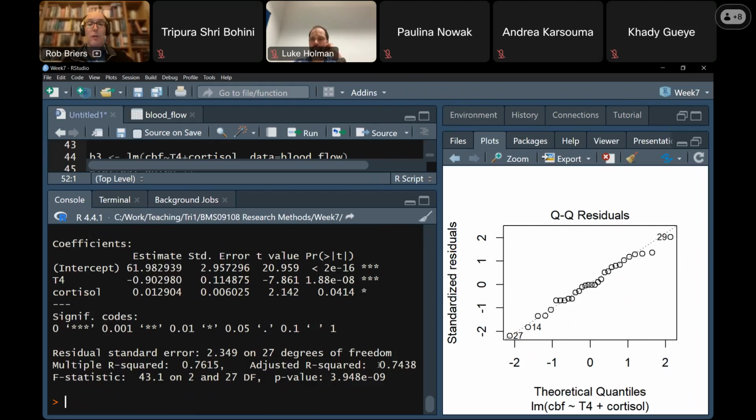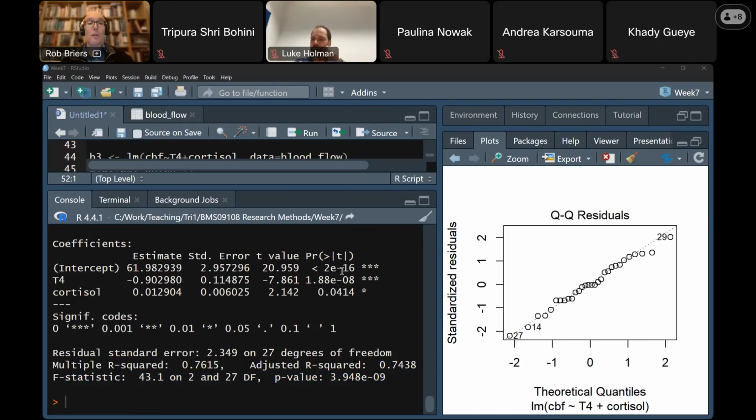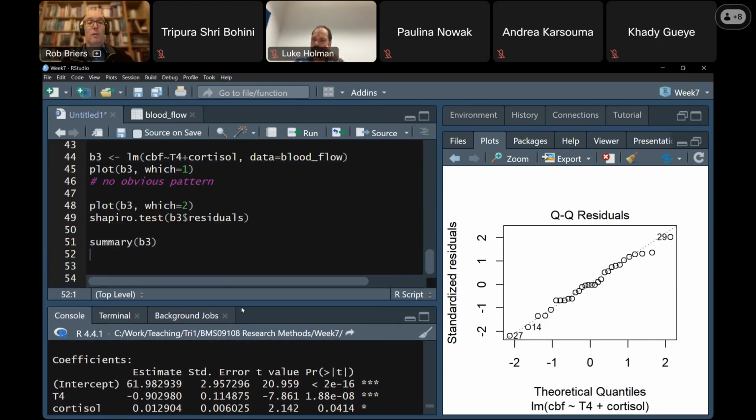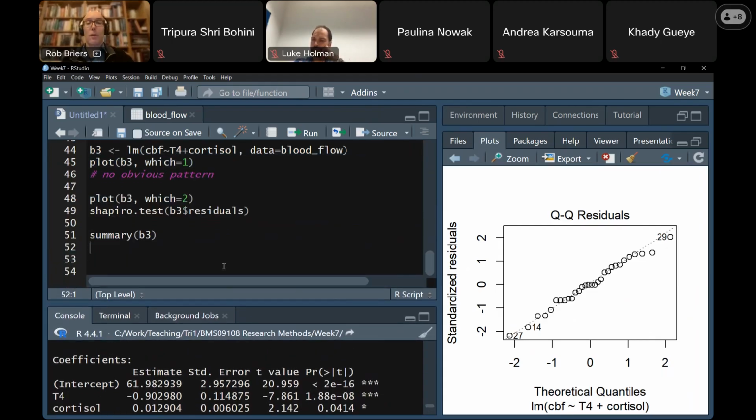So we've got an R-squared value, so just over 74% of the variation is explained by that model. We've still got a highly significant regression overall. So the only other thing that we have to do at this point is to check whether there's a correlation between our predictors.